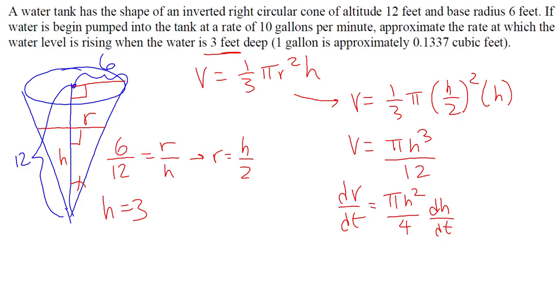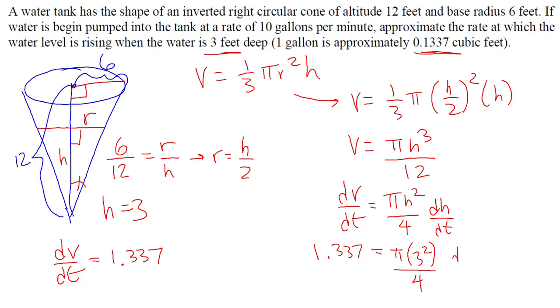Now, dV/dt was given to us in gallons per minute, and it's 10 gallons per minute, but that's 0.1337 cubic feet for 1 gallon. So our dV/dt is going to be 1.337. So we have 1.337 is equal to pi times our height, which is 3 feet squared, divided by 4 dh/dt. And so we'll just take 1.337 multiplied by 4 and divide it by 9 pi.